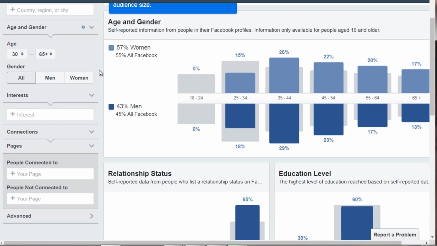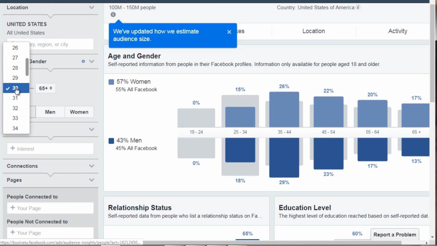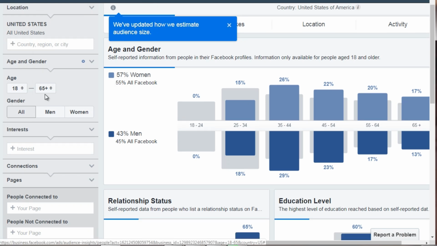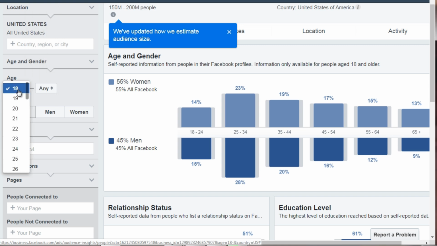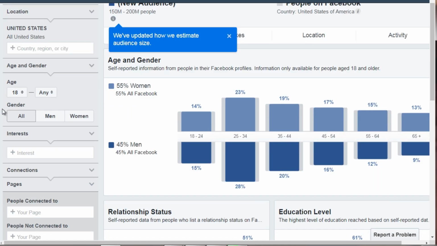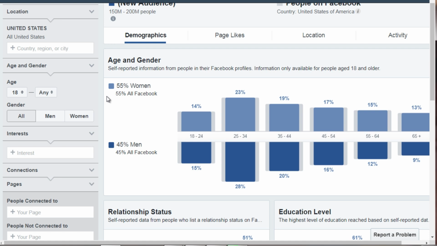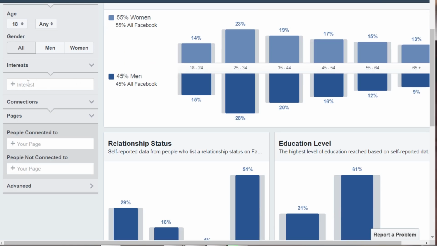Now, what I like to do is I usually like to start with the smallest amount. So 18 to any and all. Because what I want to do is not assume that I know who the demographic is, unless I have had previous sales and a lot of the sales were just male, or a lot of the sales were just female. So bear in mind your niche, you know your niche better. So what I like to start out with is interest.